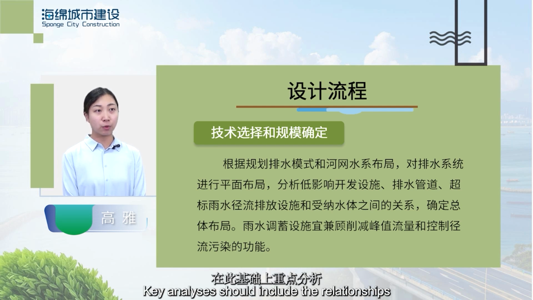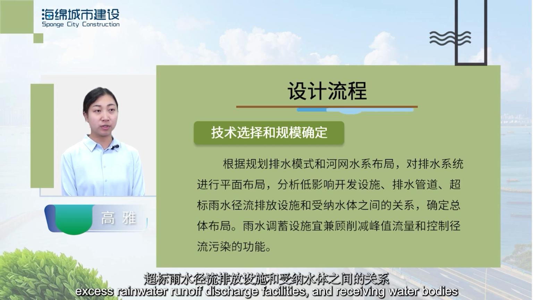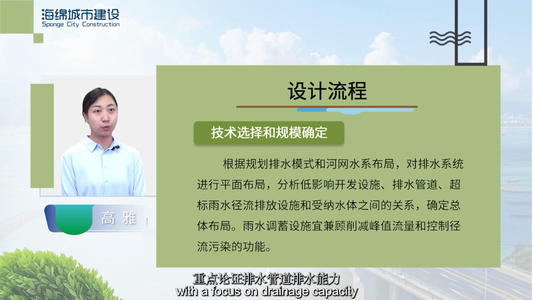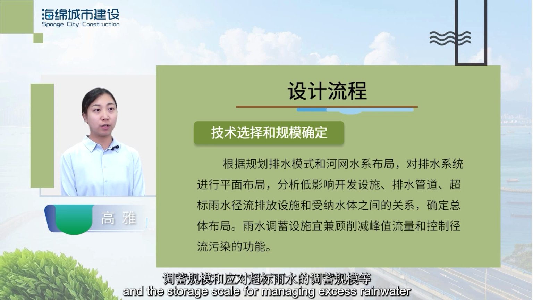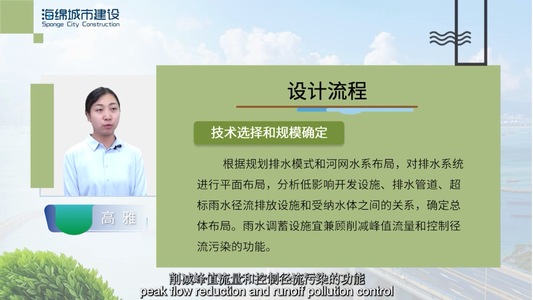Key analysis should include the relationships between low-impact development facilities, drainage pipes, excess rainwater runoff discharge facilities, and receiving water bodies. The overall layout of facilities should be determined, with a focus on drainage capacity, storage volume for system upgrades, and the storage scale for managing excess rainwater. Rainwater storage facilities should address both peak flow reduction and runoff pollution control.